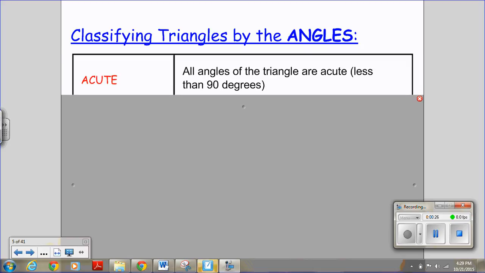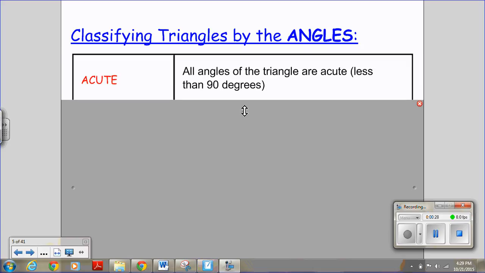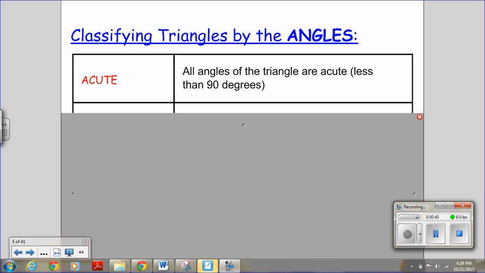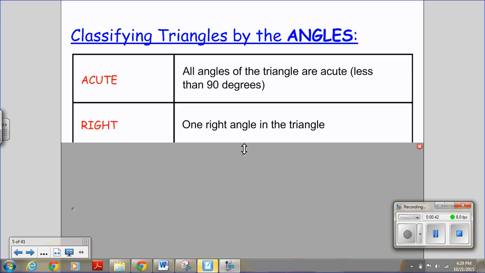The first classification is acute. An acute triangle is a triangle where all angles are acute, in other words, less than 90 degrees. Then you also could have a right triangle. On a right triangle, one angle is a right angle, exactly 90 degrees.